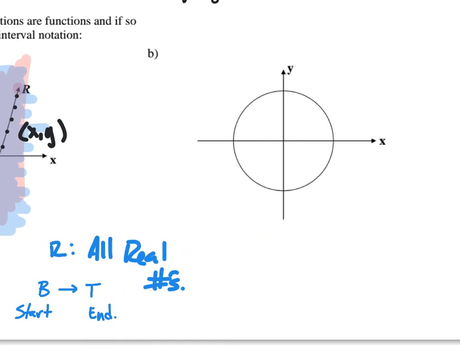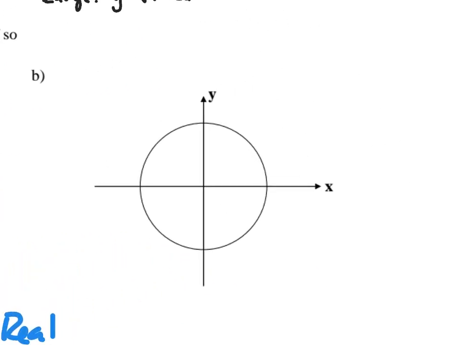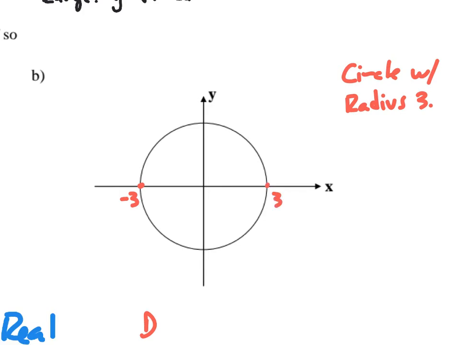Now on part B, this one's a little bit different. If I'm talking about my domain, let's just say that this is a circle with radius 3. So a circle with radius 3. This would be the point -3 down here. This would be the point 3 here. The y value would be -3 down there, and up here it'd be +3.